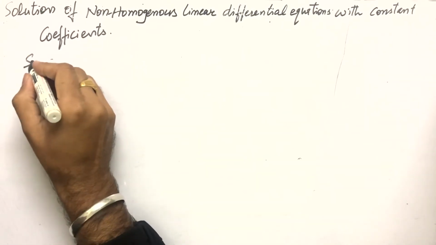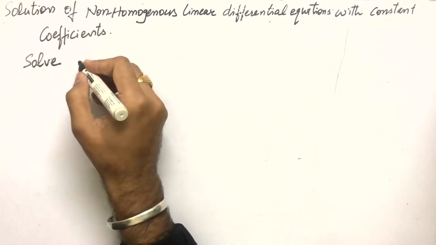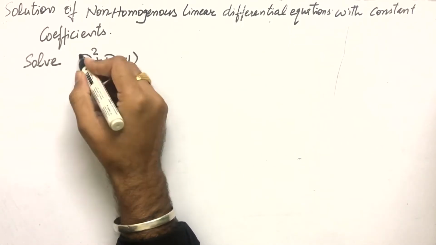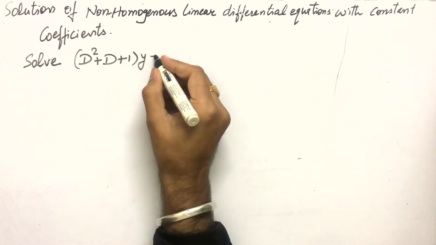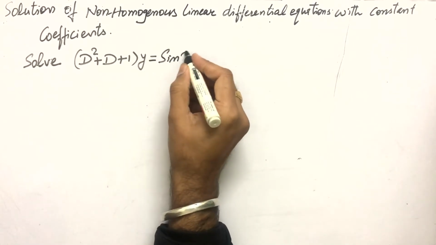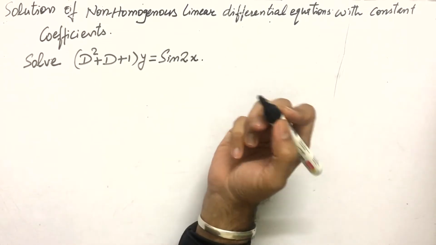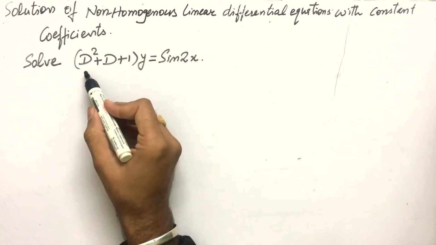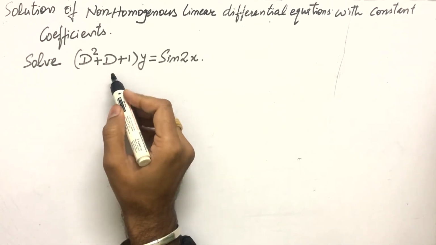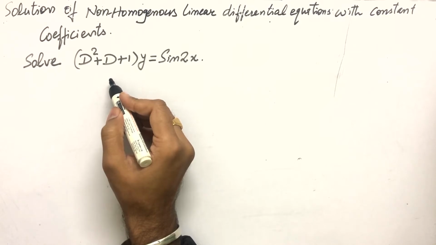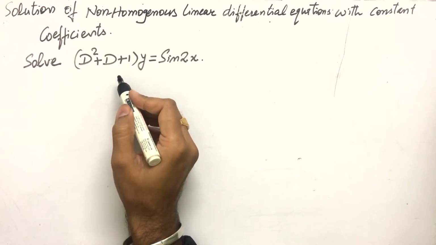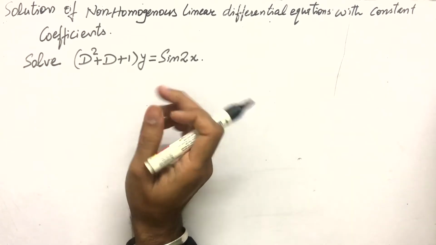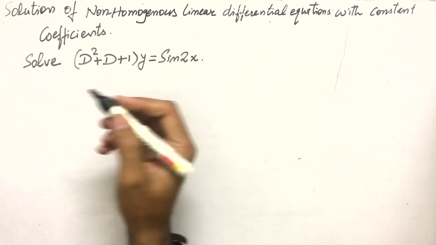First numerical is: solve (D square plus D plus 1) y equals sine 2x. As earlier, we solve this in two parts. First, we solve the auxiliary equation for the roots and write the complementary function. Then in the second part, we will find the particular integral. And at the end, we will join both solutions for the complete solution.